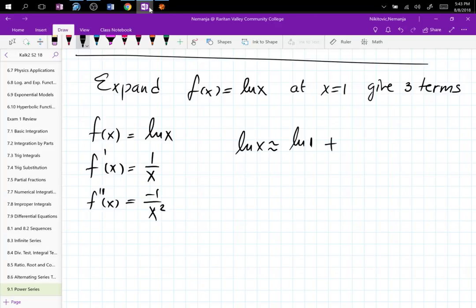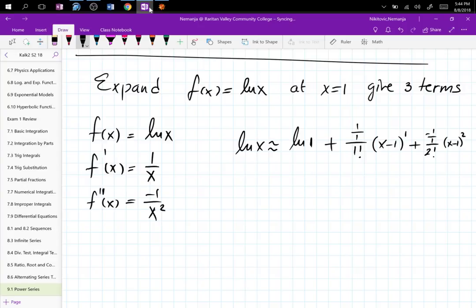Oh, so second term. The centering doesn't dictate what the exponents are? No. So now we have 1 over x, which will be 1 over 1 divided by 1 factorial times x minus 1 to the 1. And then plus, the next one is, again, 1 squared, so it's going to be negative 1 over 1 divided by 2 factorial, and then we have x minus 1 squared.